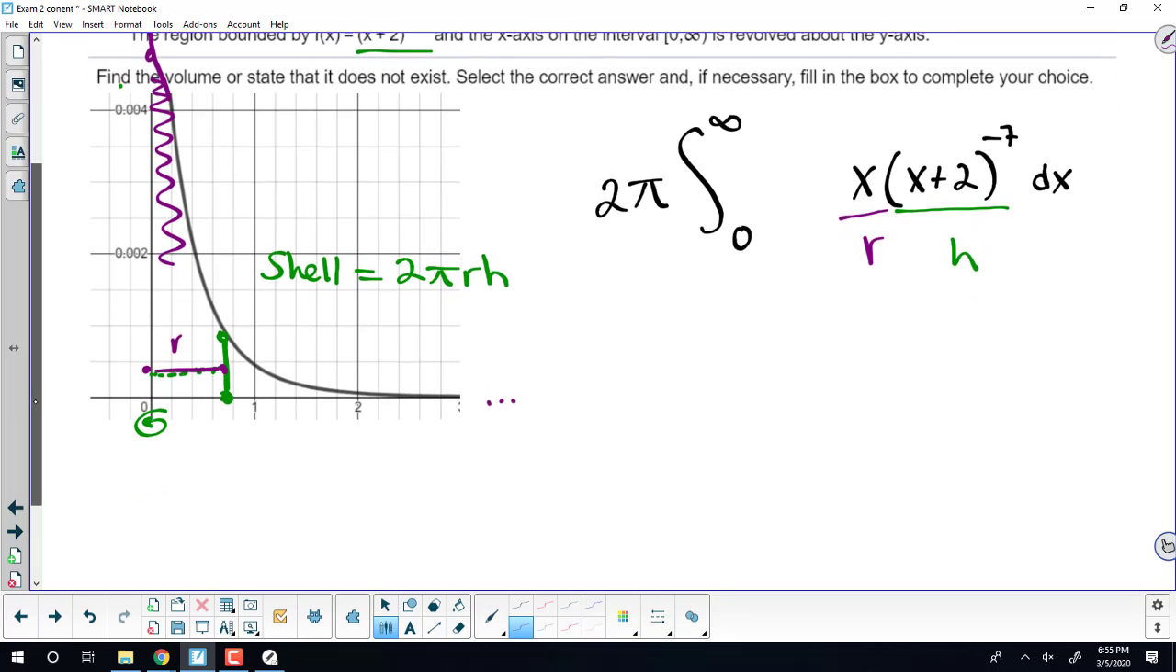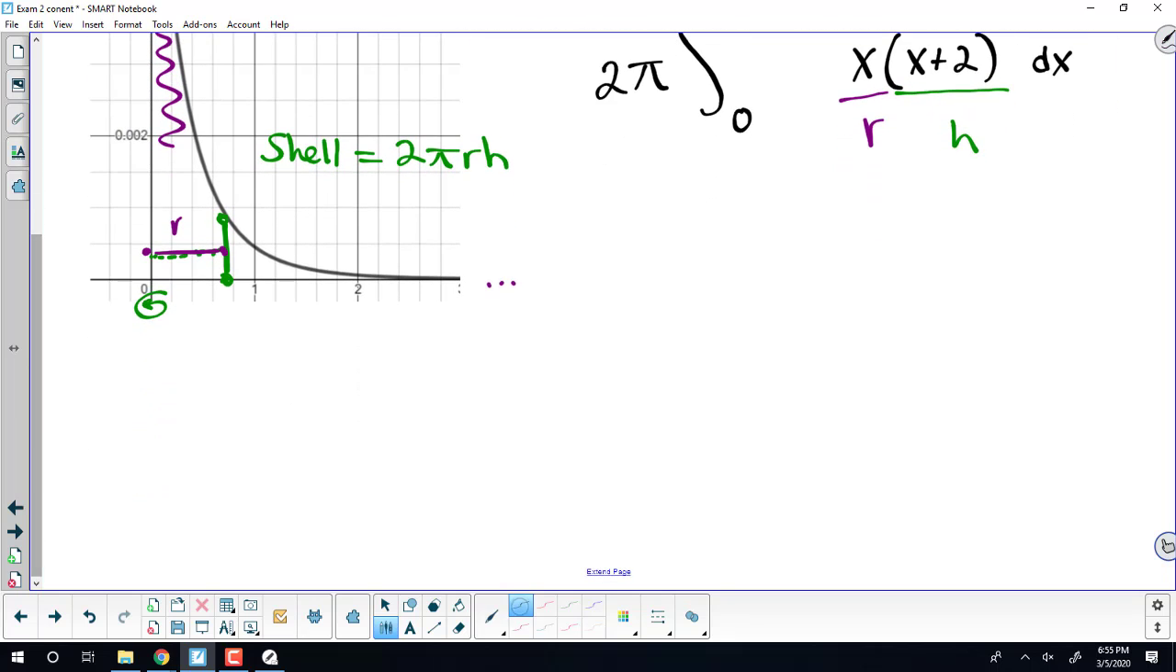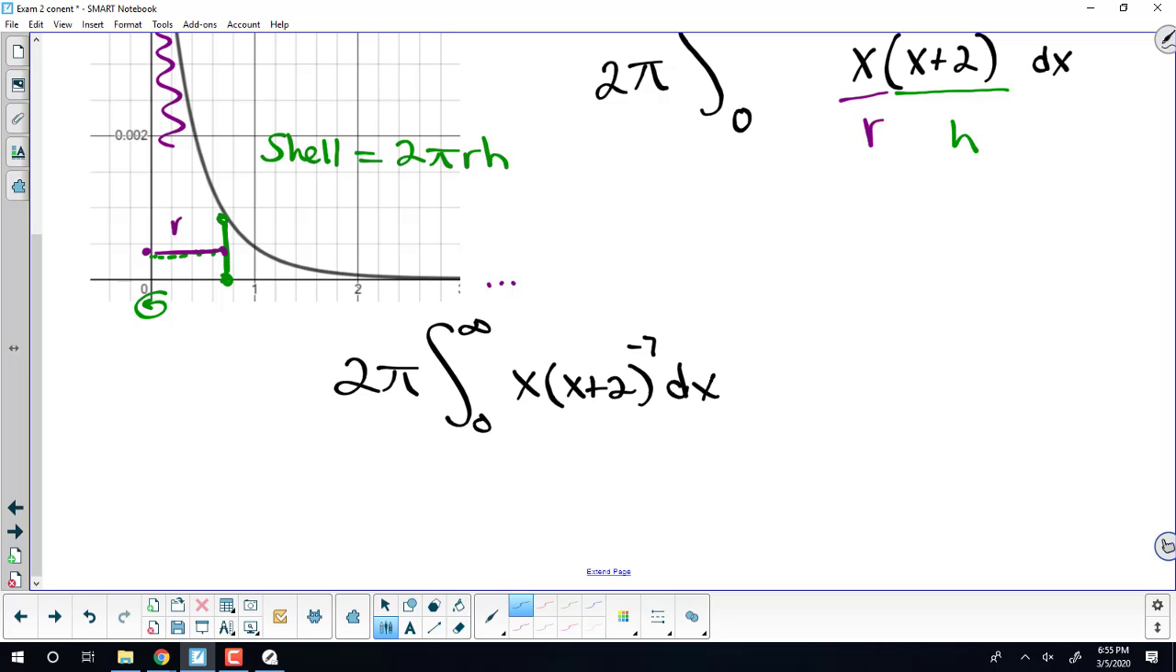Okay. So that's our setup, we'll write it down here. This integral. All right, and how are we going to integrate that? By parts, use substitution.